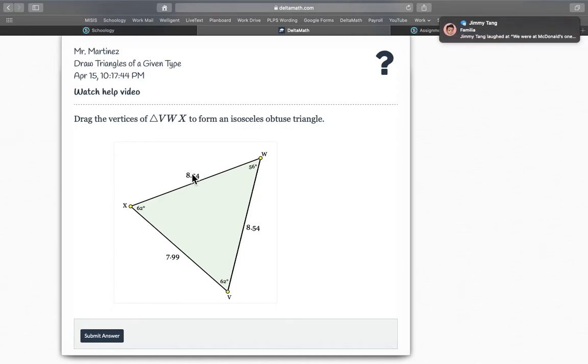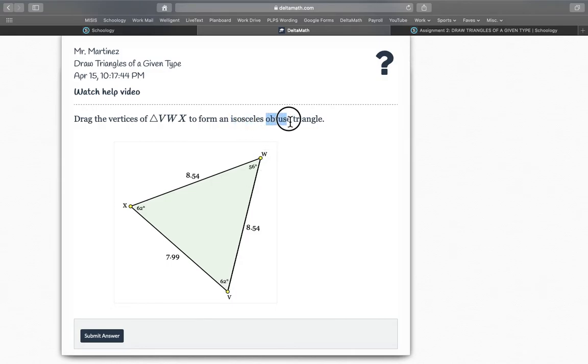Now, an important note is that if these two sides are the same, these two angles also have to be the same. So if you, for whatever reason, do a triangle and these two sides are the same, but somehow these two became different, it'll mark it wrong. These two angles here have to be the same because this angle goes with this side and this angle goes with this side. So if these two sides are the same, then these two are the same as well. Okay? So we got the isosceles part.